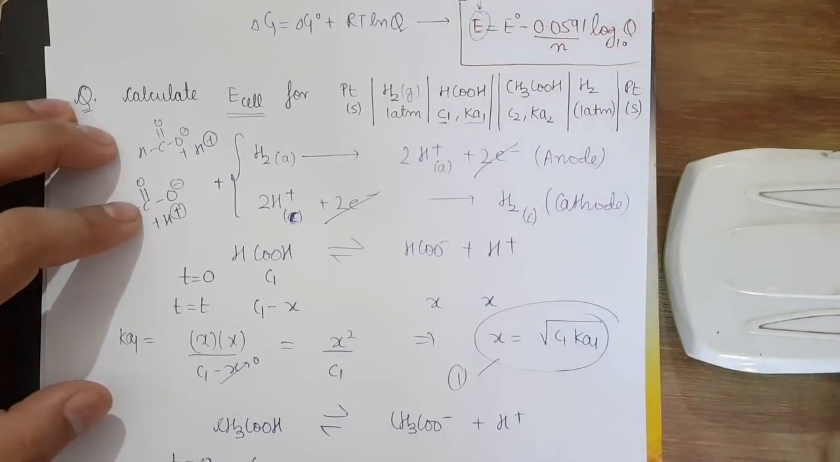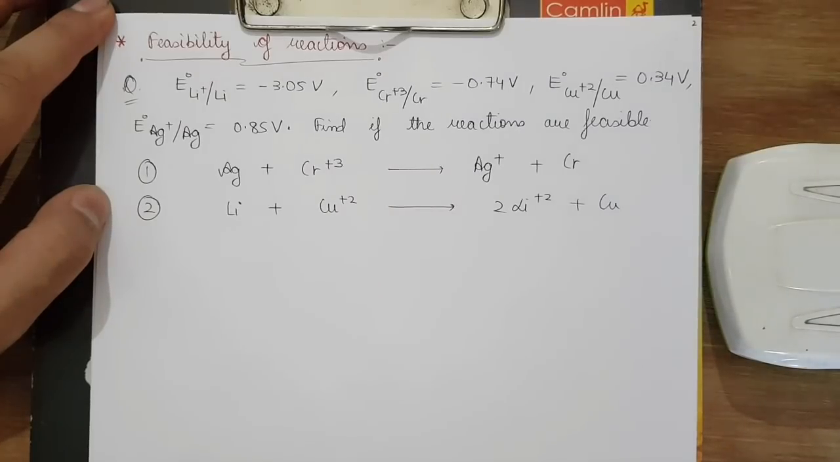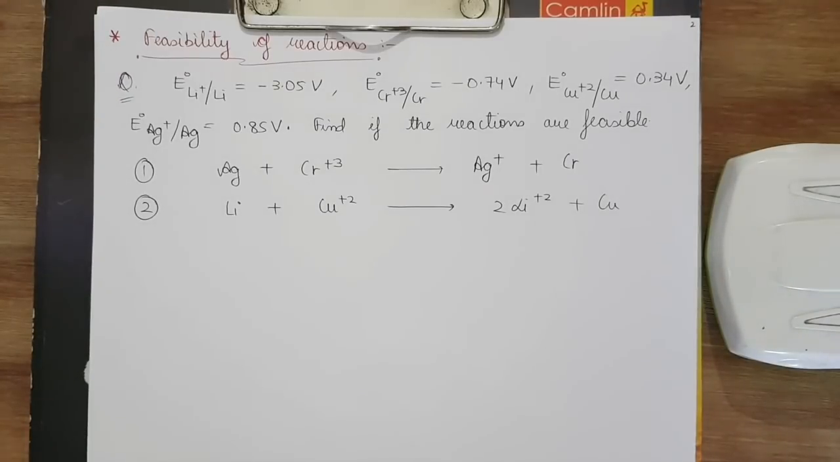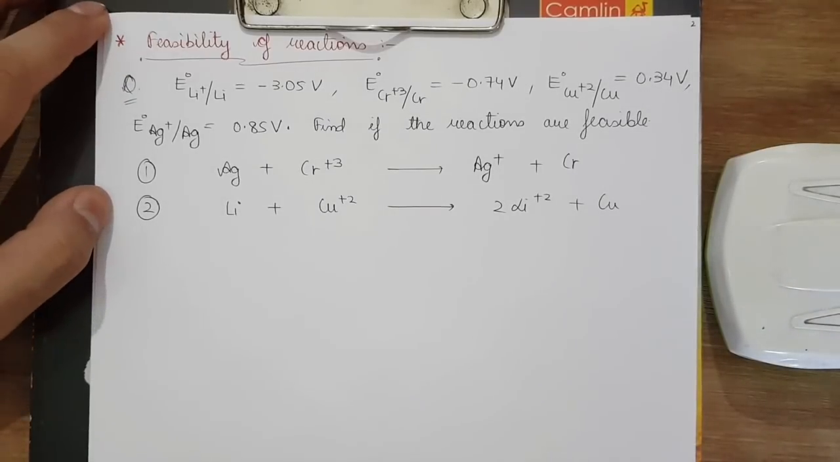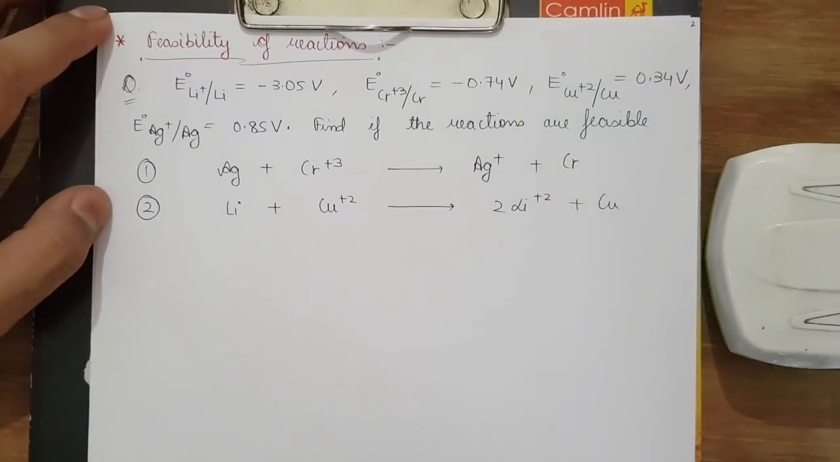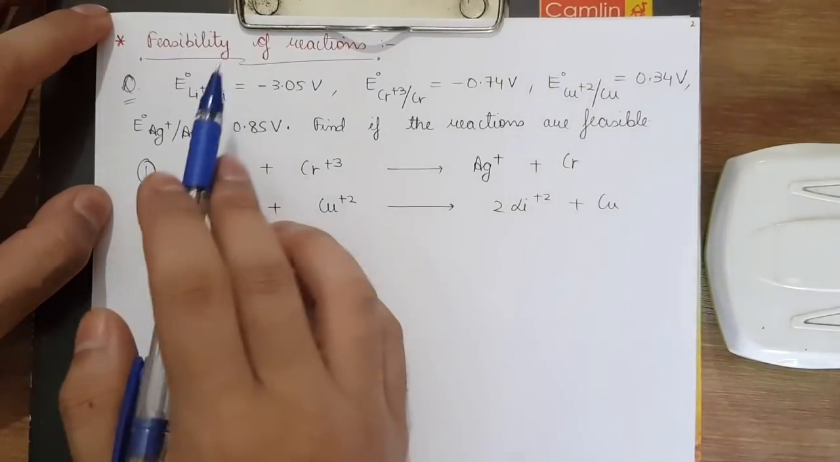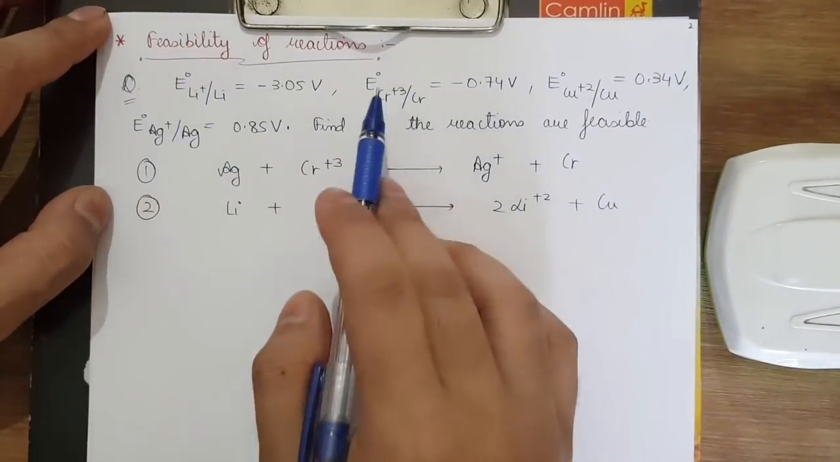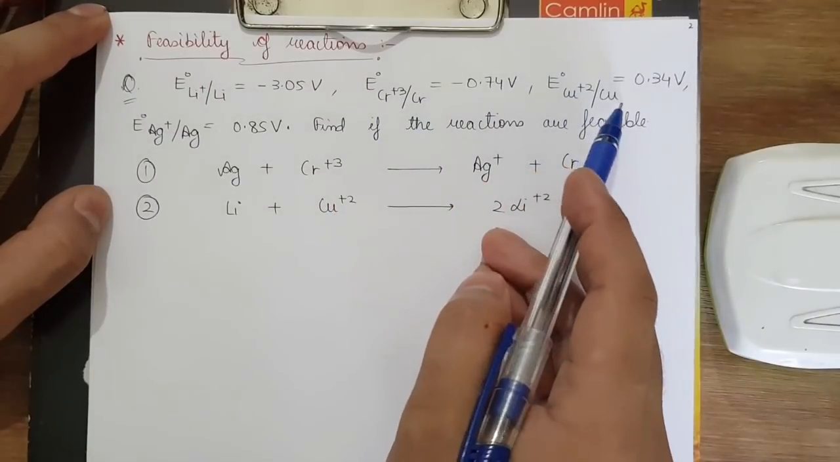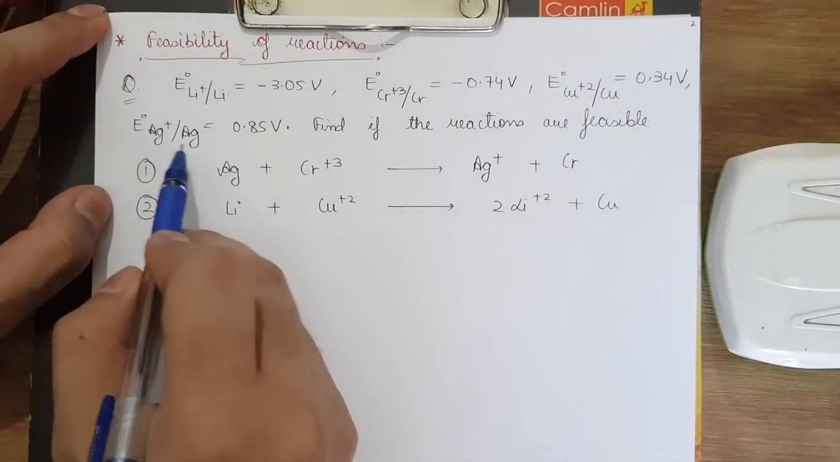So let us move on to the next topic. The next important concept is the feasibility of the reactions. So let us try to discuss this concept here. We have been given E naught for 4 different reactions: Li+ to Li, Cr3+ to Cr, Cu2+ to Cu, and Ag+ to Ag.